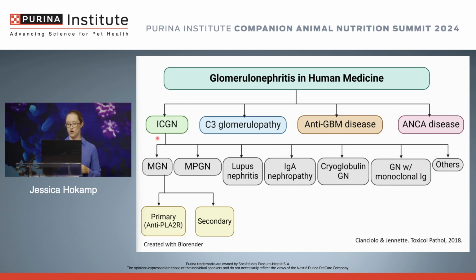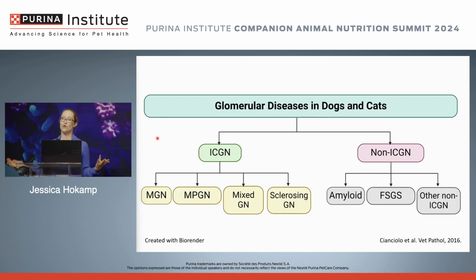And then ICGN is subcategorized even further in human medicine, and some of those are even further subclassified based on the inciting cause. Okay, so when we look at animals, particularly dogs and cats, a major study that was done in dogs was a hierarchical cluster analysis of histologic evaluation of renal biopsies in dogs with proteinuric diseases.